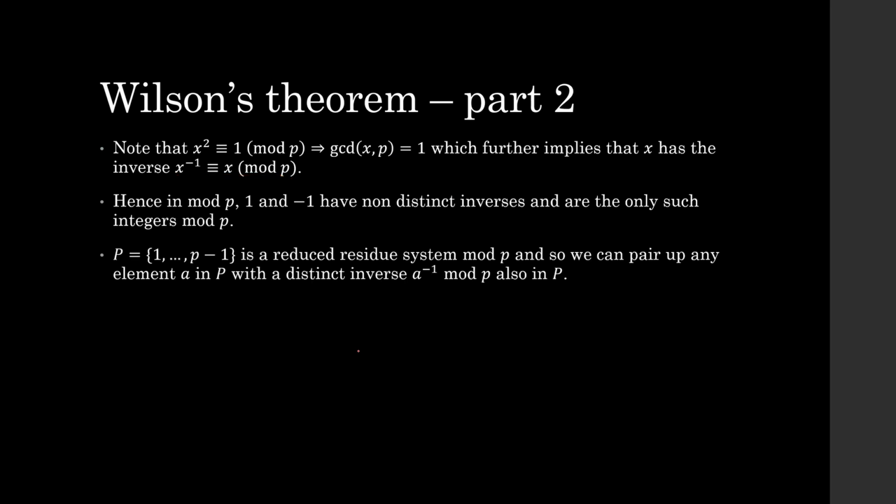So now let's take the set 1 all the way up to p minus 1, and that's going to be a reduced residue system mod p, because keep in mind 1 all the way to p minus 1, these are all coprime to p.